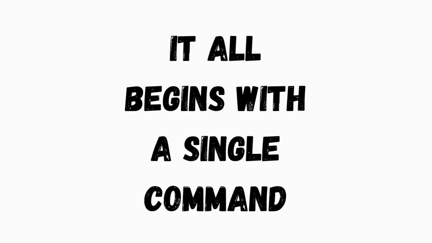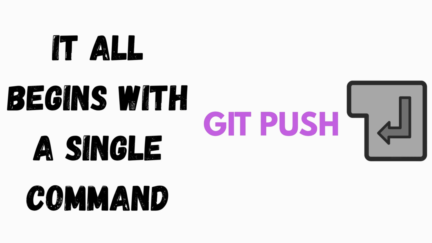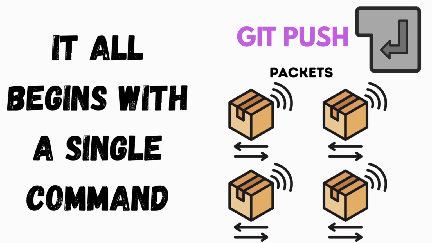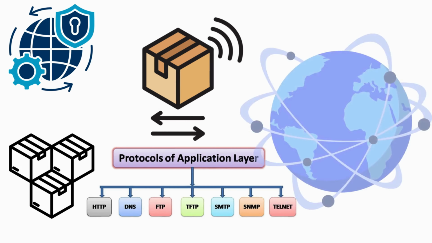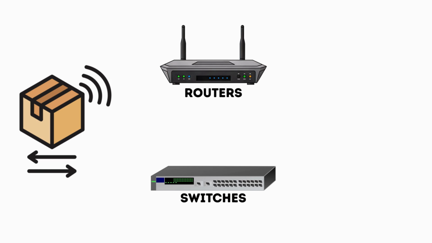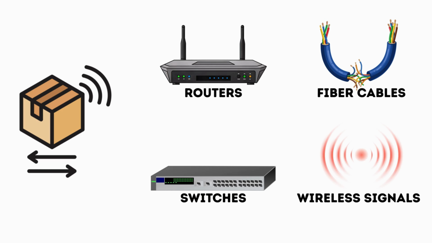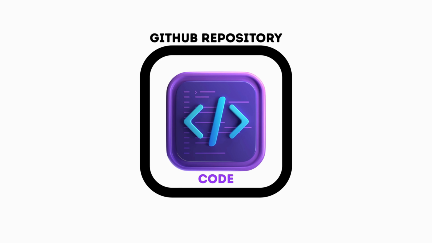It all begins with a single command. You type git push and hit enter. In that moment, your code stops being files on a laptop and becomes packets on a network. Those packets are wrapped in application-level protocols, encrypted for security, split into pieces, and launched across the internet. They travel through routers, switches, fiber cables, and wireless signals, sometimes taking different paths, before being reassembled perfectly at the destination. The code arrives, but more importantly, it creates an event.